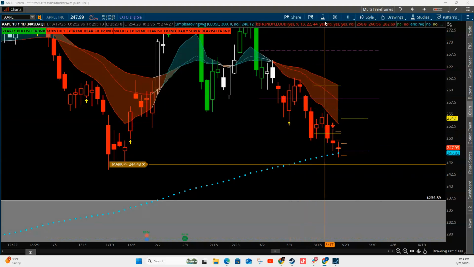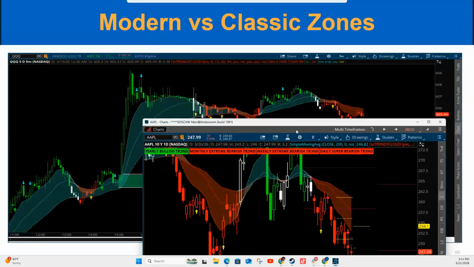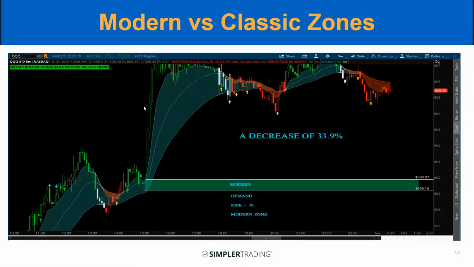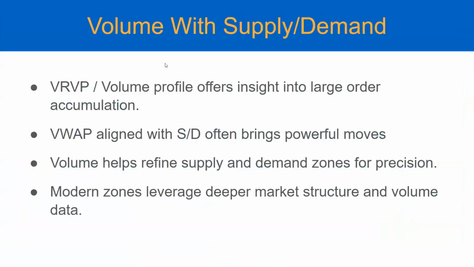All right, guys, so let's get this chart out of the way and move on to our next topic, modern versus classic zones. I feel like we hit that. We've talked a little bit about volume, and somebody actually just brought this up in the chat room a few minutes ago. So I want to go over something that we're introducing.